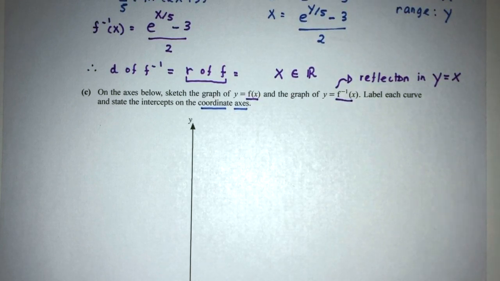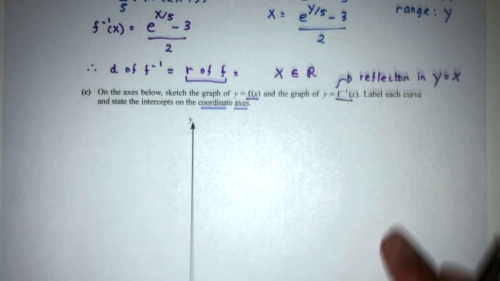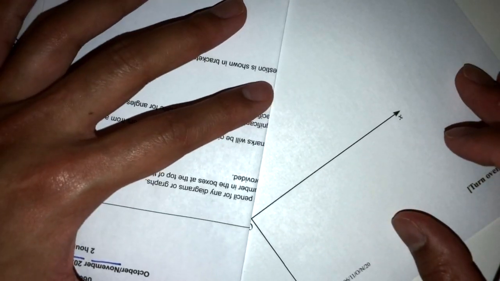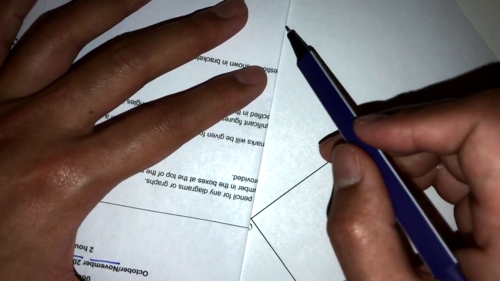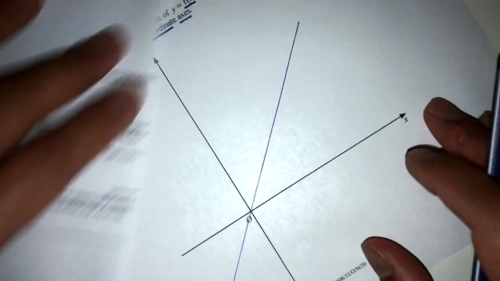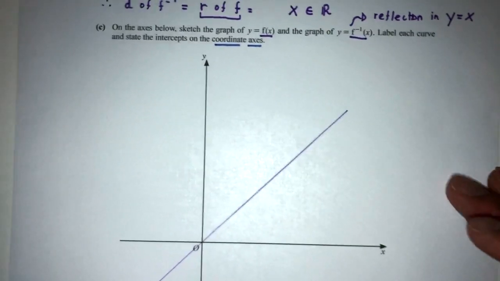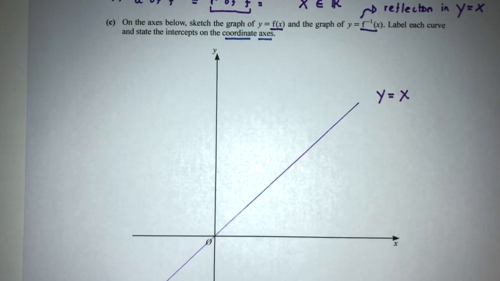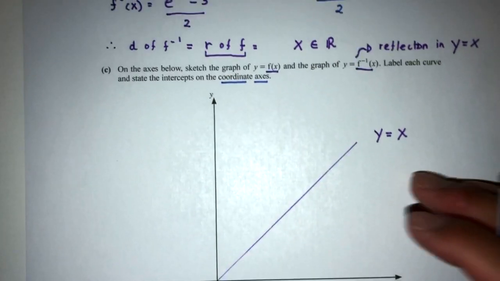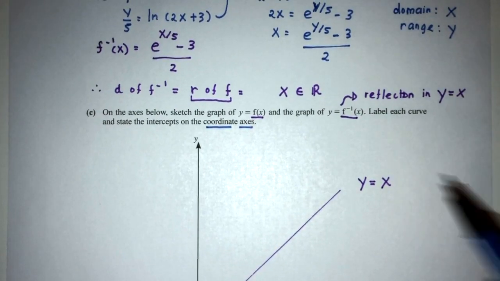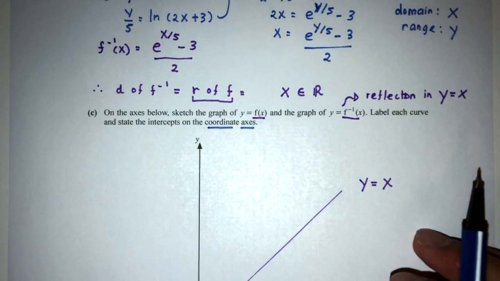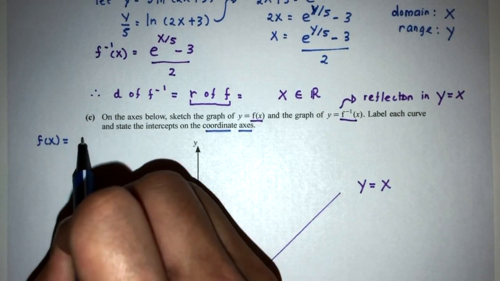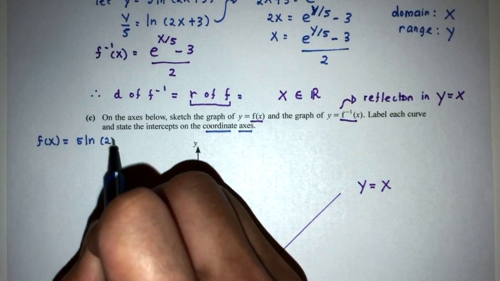So let me find a ruler here just to make that line first. That will be my line y equal to x. It's not perfect, but hey, it is what it is. Now this is my first step, and then here I have to show where it cuts my axis. So which graph shall we start with? Let's start with the first graph, which is f of x equal to 5 ln of 2x plus 3.